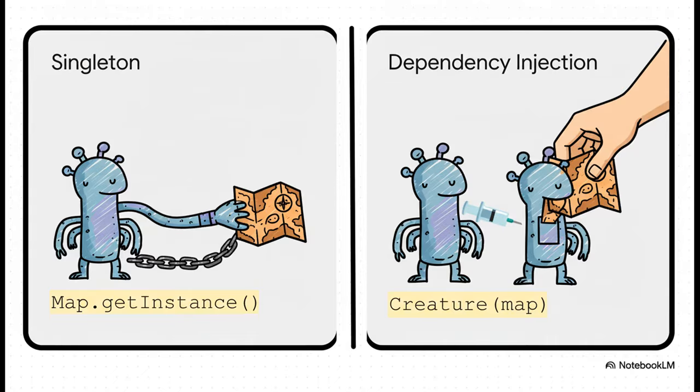Look at the code on the left. The creature class has to actively go out and grab the global map instance itself. It's hardwired to it. But now, look at the right. Instead of the creature fetching its own dependency, we simply give it the map it needs, maybe when we create it. The creature becomes a passive recipient. It doesn't know where the map came from, and it doesn't care. It just knows it has the map it needs to do its job. This tiny shift in thinking is unbelievably powerful.